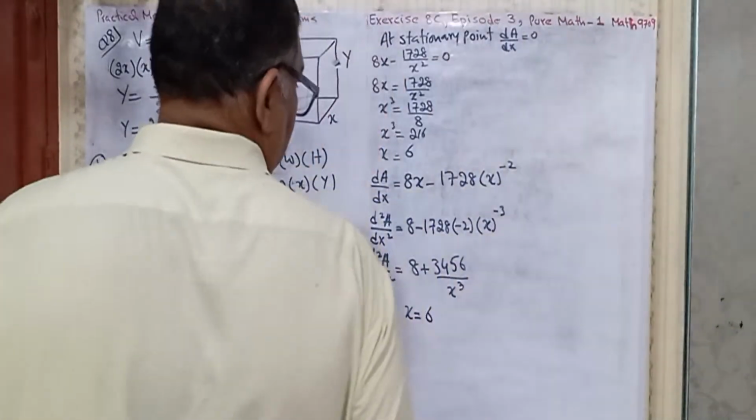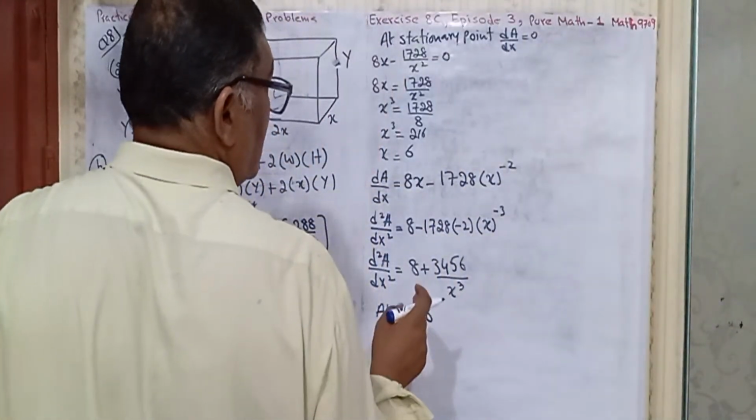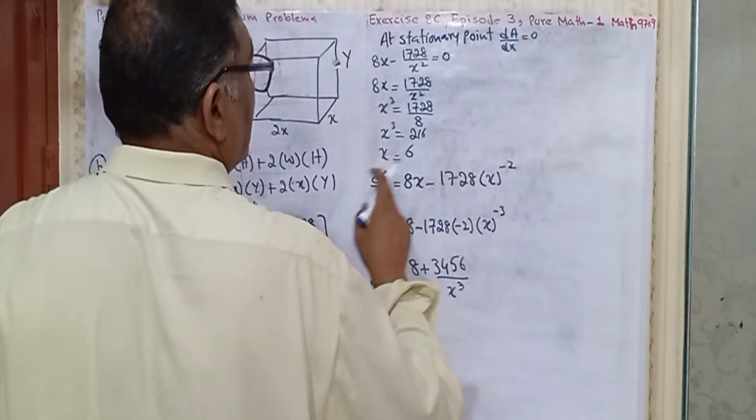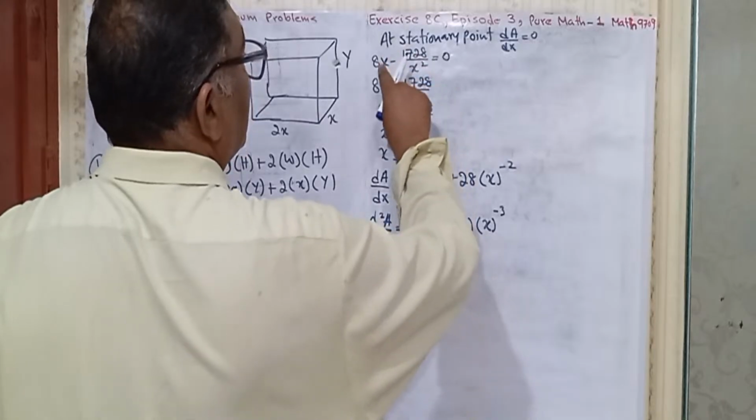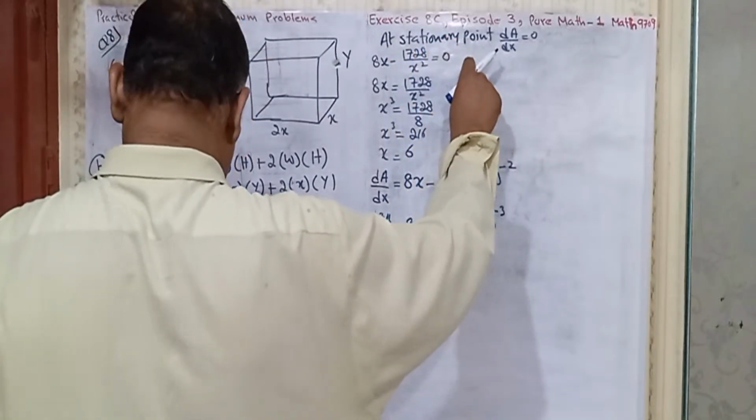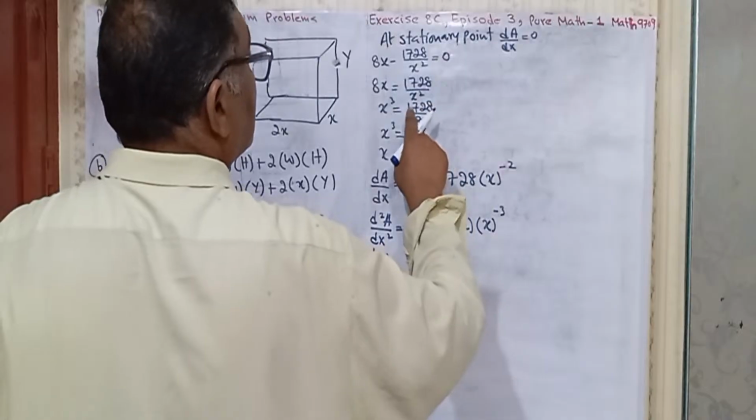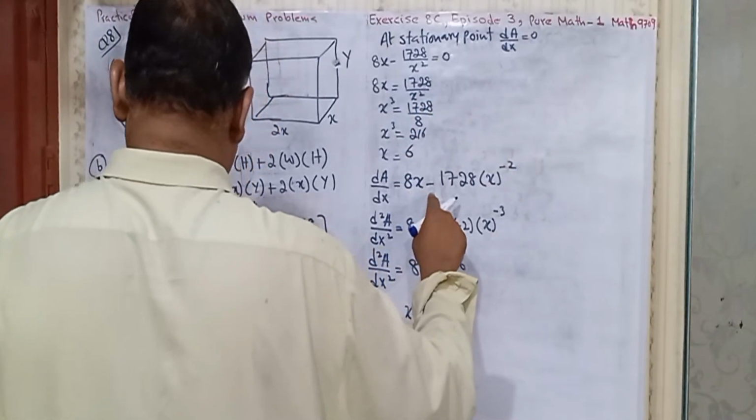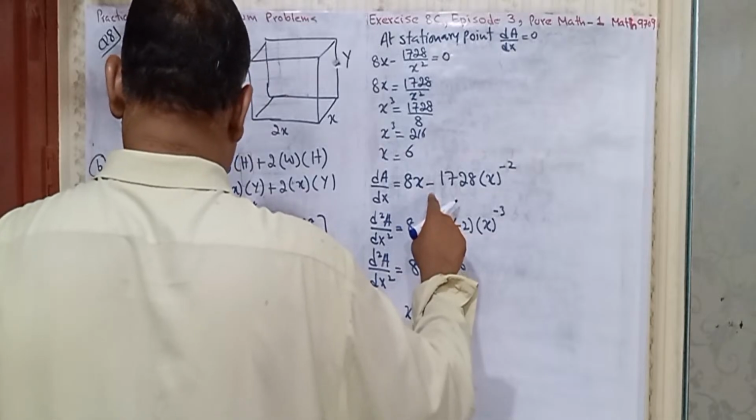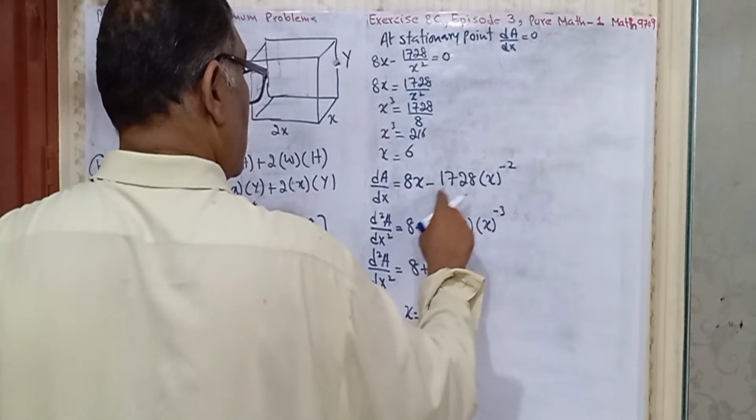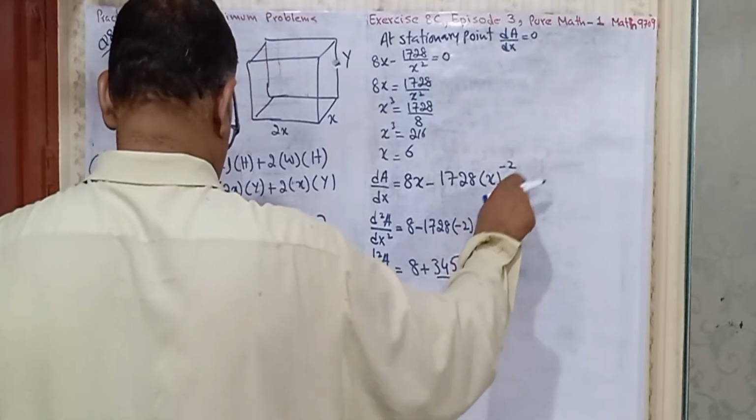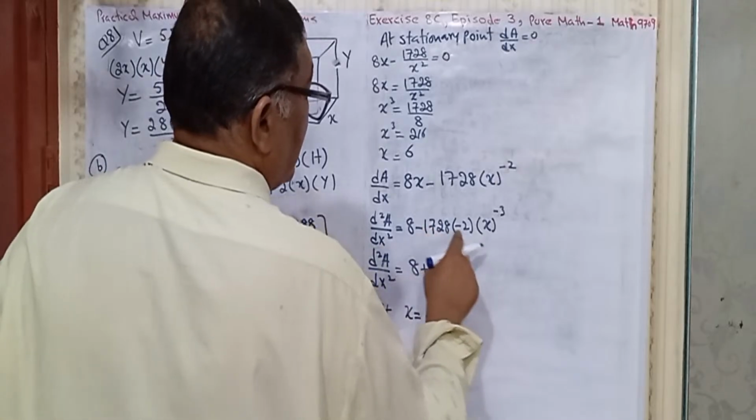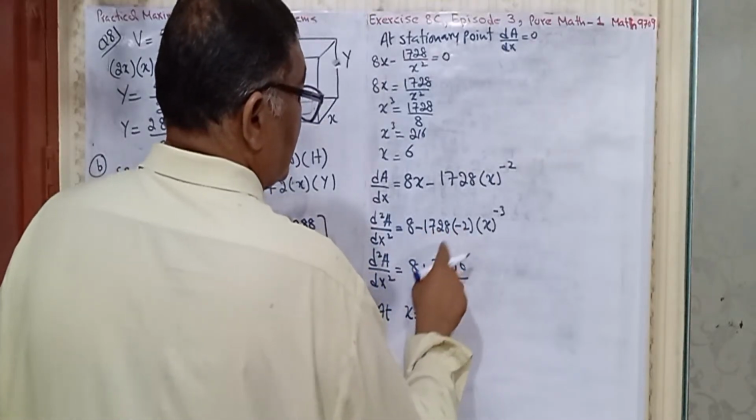But this is not the maximum value. Something went wrong. When I took the double derivative, this I took to the other side. So my x is 6. That's right, 8x minus 1728 x raised to power minus 2. This minus minus becomes plus. So this is okay.